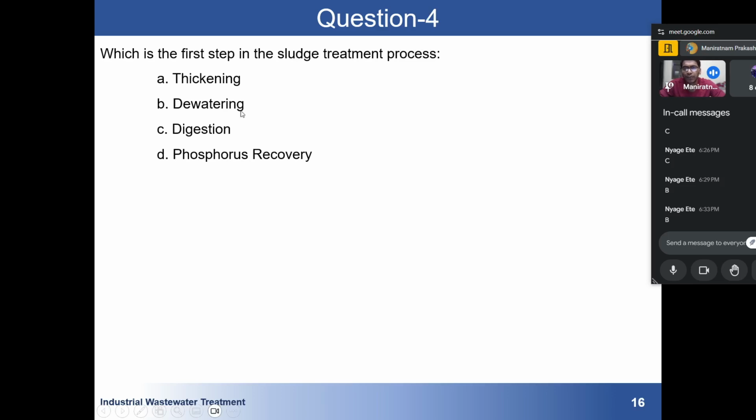Question number 4. Which is the first step in the sludge treatment process? I also showed you this on the second slide when I was recapping what sludge treatment is. What is the first step in the sludge treatment process? What do we do first?